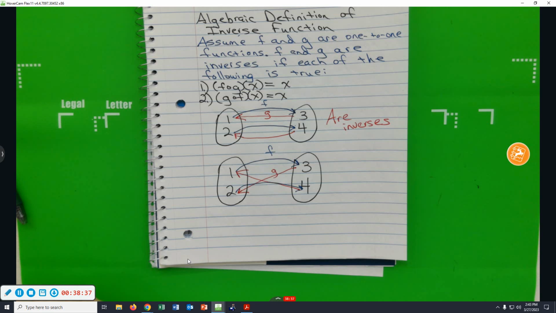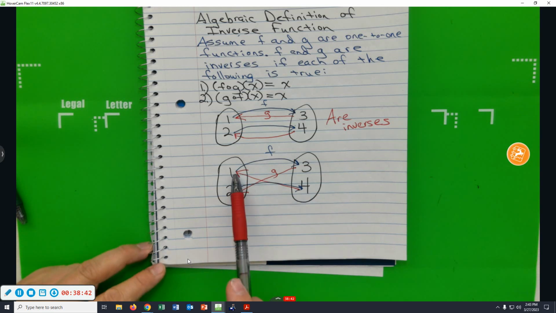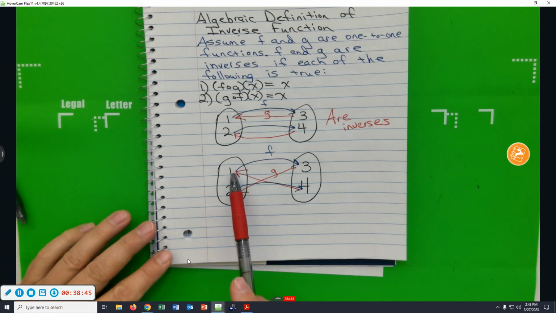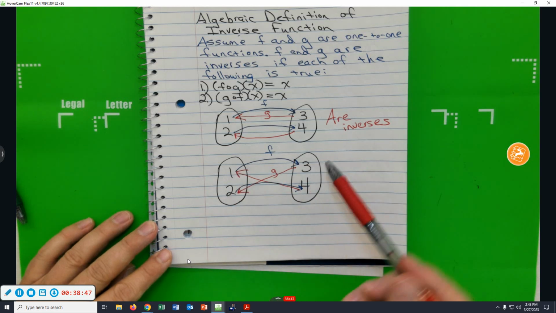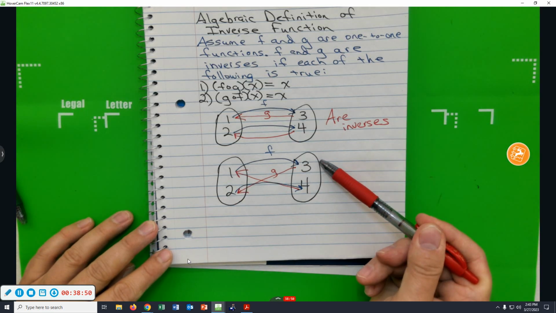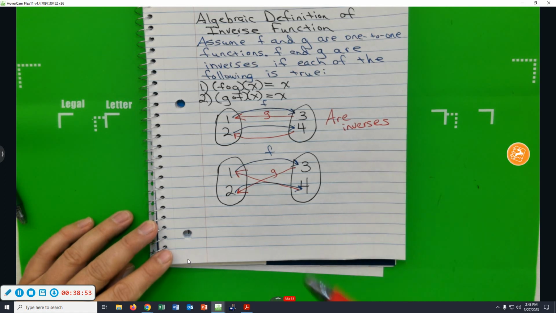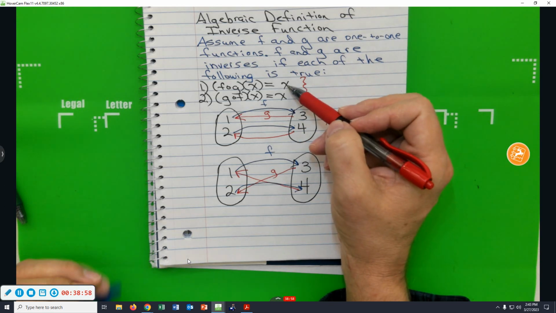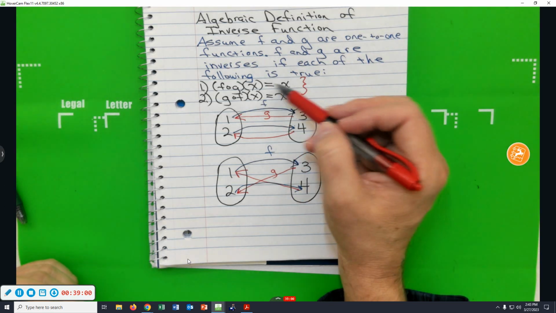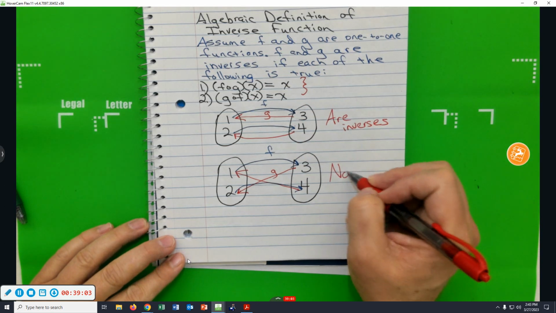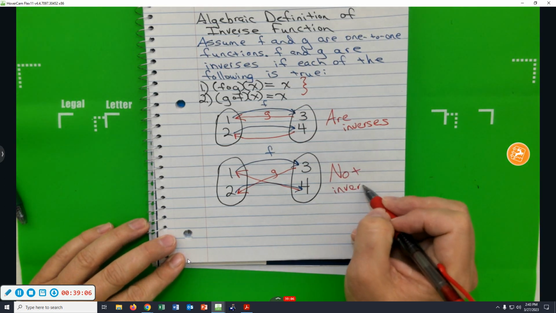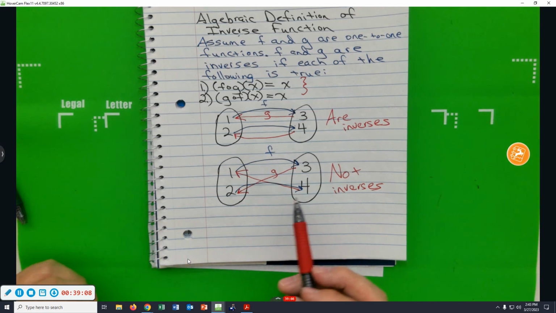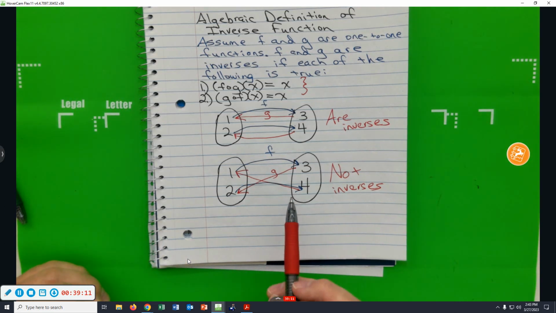If we perform the two functions consecutively, 4 goes to 1. Where does 1 go? 1 goes to 3. You're not ending where you started. So these things are not inverses. This notation here, this composition, is saying that you will always end up at whatever x value you started off with. But this one, not inverses. But we knew that these were not inverses based on our intuitive knowledge of inverses. We know that inverses have to have ordered pairs that are reversed.